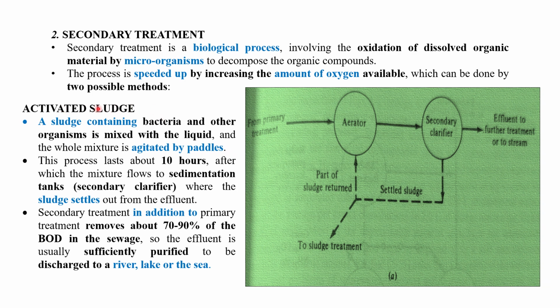Let us discuss the activated sludge diagram and its contents. A sludge containing bacteria and other organisms is mixed with the liquid coming from the primary treatment plant.